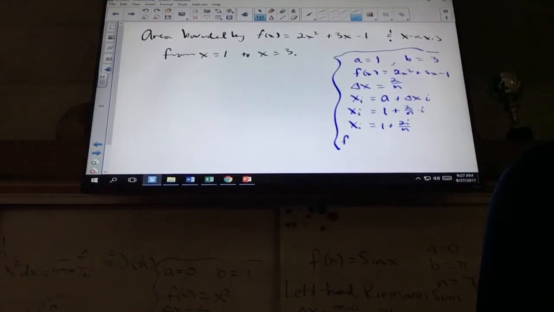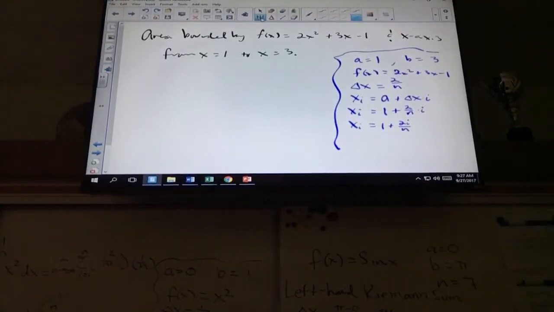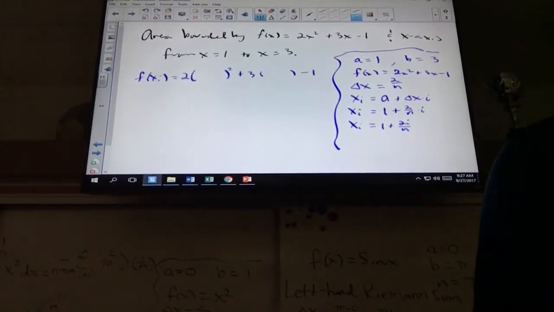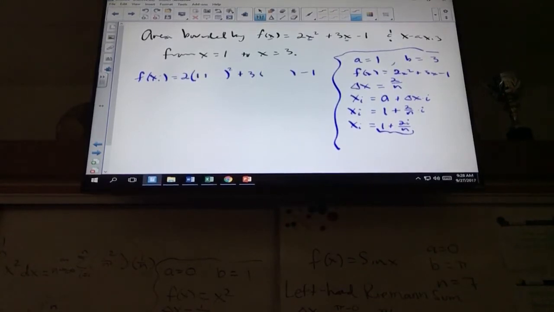And then f of x sub i is the next thing that we're going to do. And I'm actually going to do that not over here, but I'm going to give myself more space to work with this. So I'm going to go over here, that f of x sub i is equal to 2 times something squared plus 3 times something minus 1. And I say something because this has x and x, but now instead of only putting in an x into the function, I'm doing x sub i, which is equal to this thing. So that's what I'm going to plug in right here and right here.